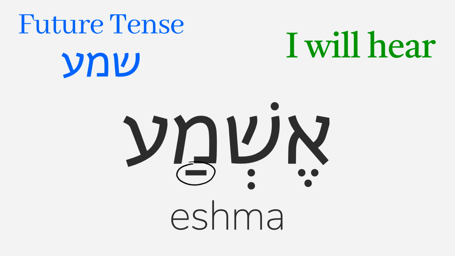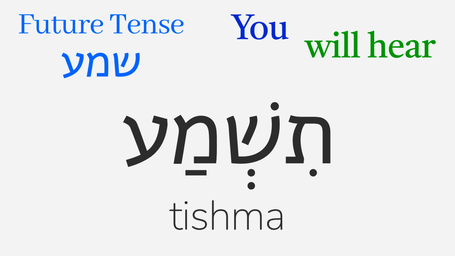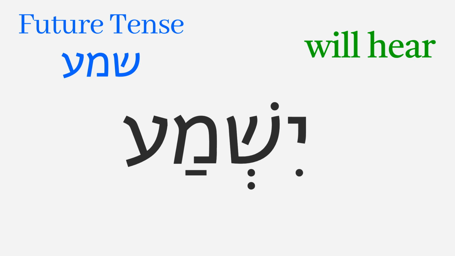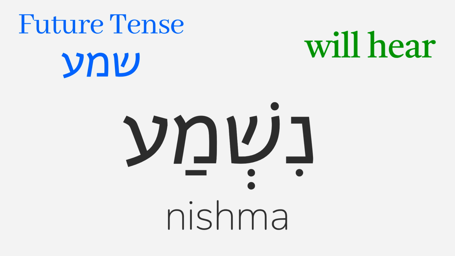With the prefix t, we have tishma. You will hear masculine singular, or she will hear. With a yi prefix, we get yishma. He will hear, and with ni, nishma. We will hear.